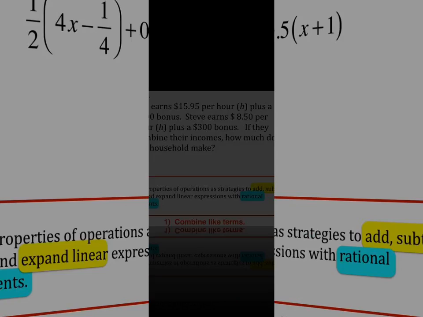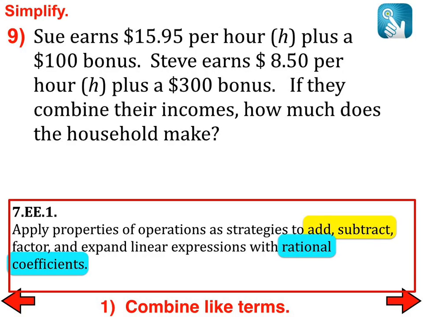Okay, now we have a word problem form of one of these types of problems. So I want everybody to take a look at the first sentence. And if you think about this, that first sentence looks similar to some other types of word problems that we've seen. Sue earns $15.95 per hour. We're going to use H for hour, plus a $100 bonus. Does anybody know what I could represent as far as an expression goes for that? Yes. 15.95 H plus 100. Exactly. In those two-step word problems that we've done.